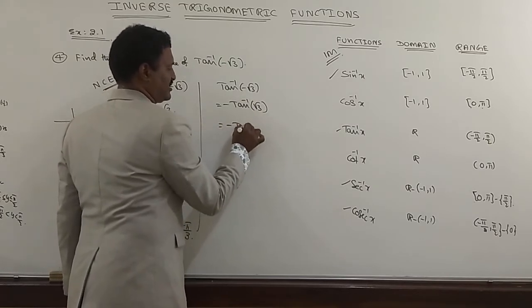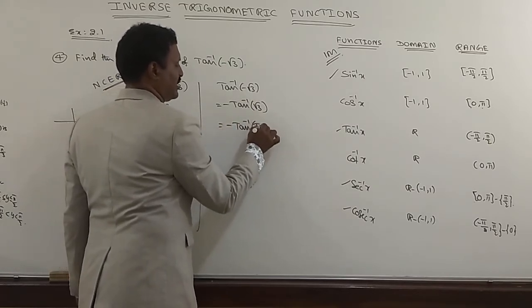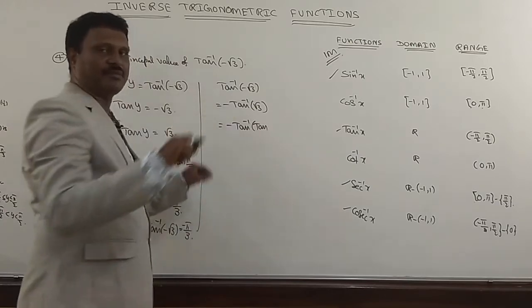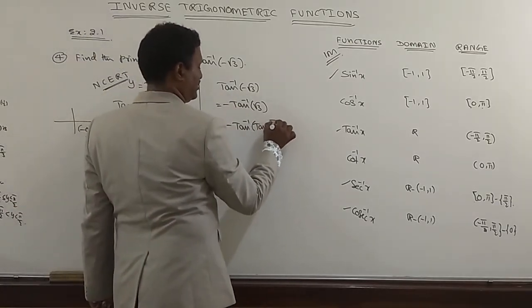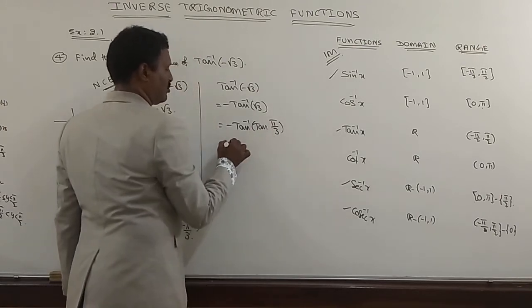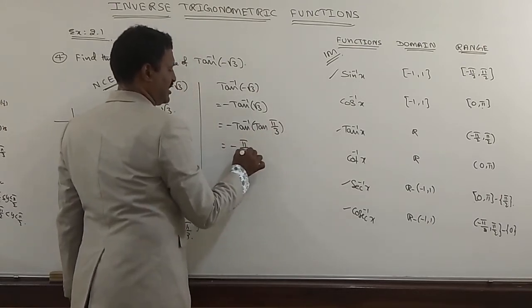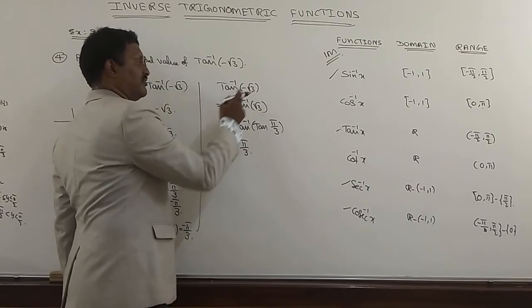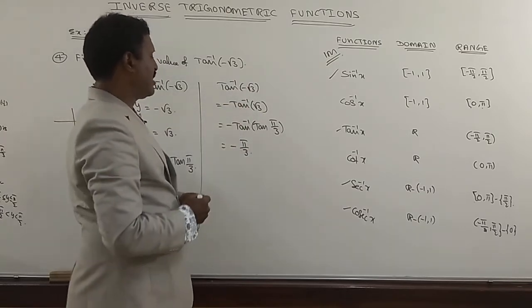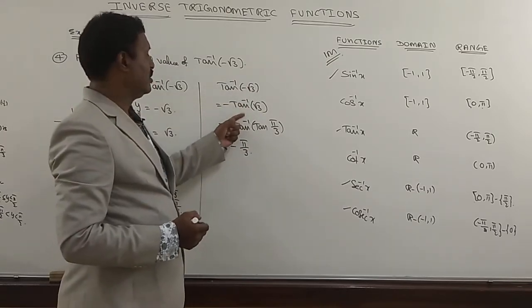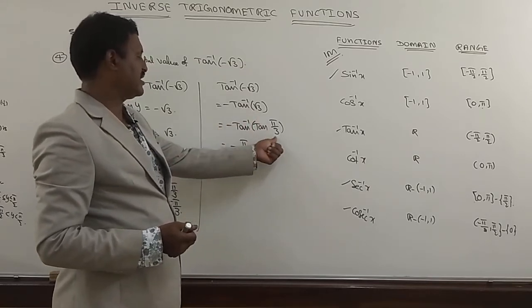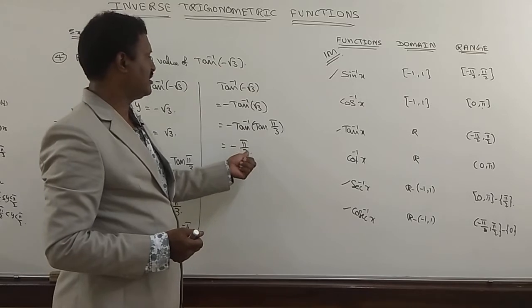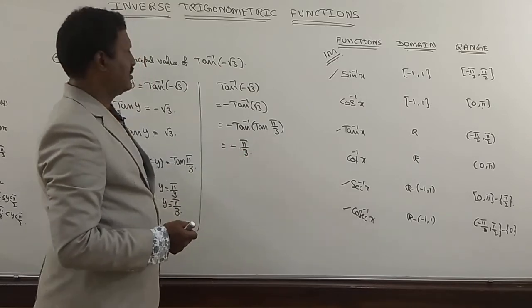Now, minus tan inverse of root 3, using the trigonometric table, we can write root 3 as tan pi by 3. So now tan inverse tan gets cancelled, we can write minus pi by 3. Tan inverse of minus root 3 is minus tan inverse root 3. Now root 3 is tan pi by 3. Tan inverse tan gets cancelled, we get pi by 3, so minus pi by 3. Write it down.